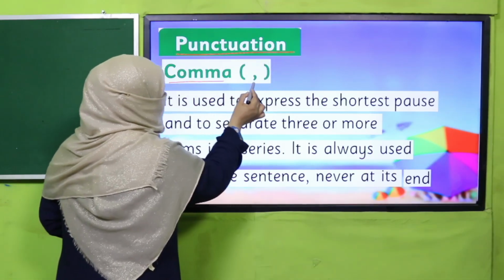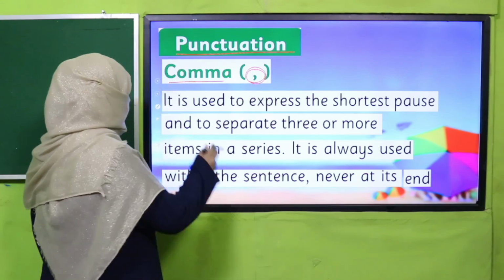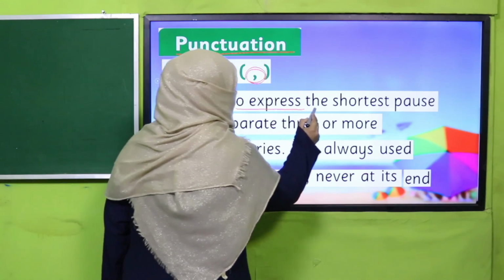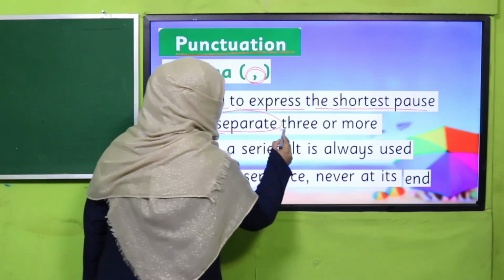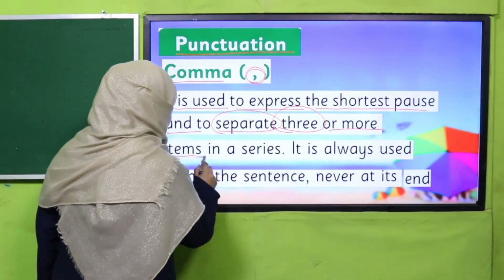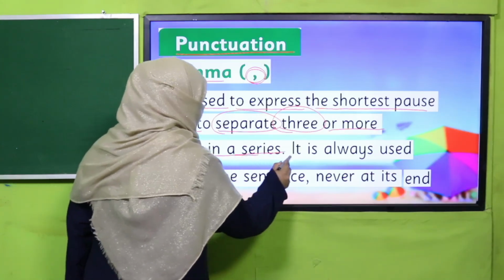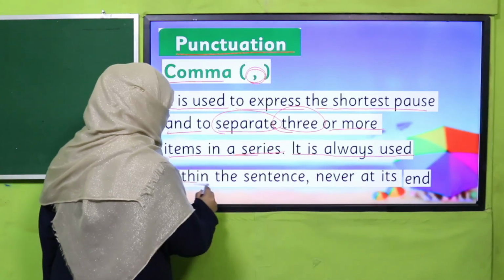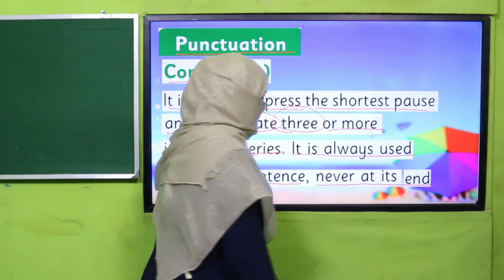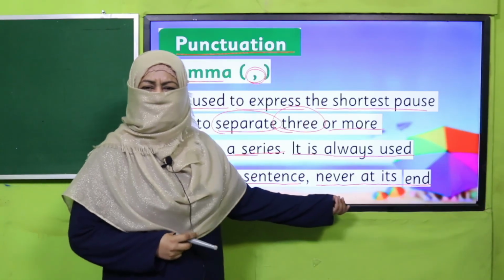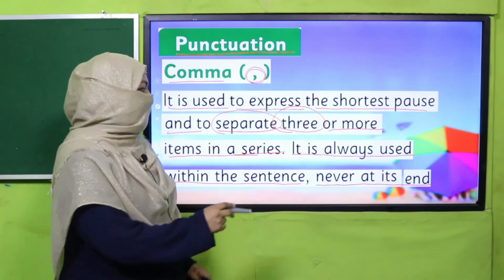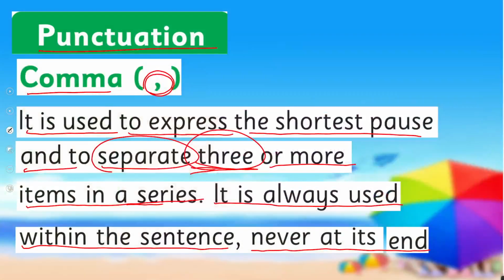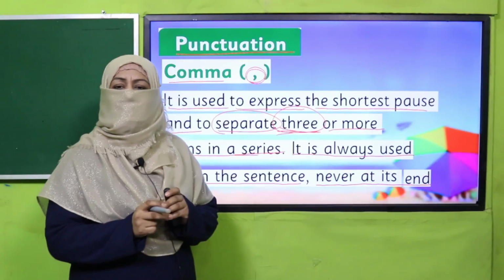Punctuation, comma, and now you know this mark is comma. It is used to express the shortest pause and to separate three or more items in a series. It is always used within the sentence, never at its end. Yes, we know at the end we use a full stop. And before that, when we are writing a list of three or more things in a sentence, we separate them by putting commas.